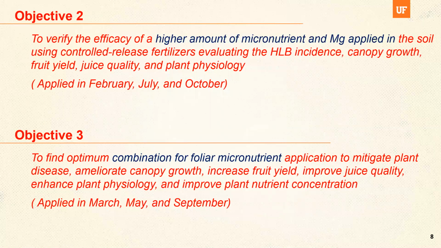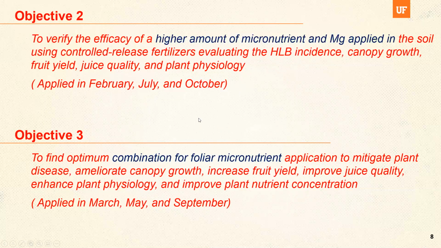Our second objective is to evaluate the effect of high amounts of micronutrients and magnesium applied to soil to assess tree growth, fruit yield, fruit quality parameters, and plant physiology parameters. The soil application of micronutrients was applied in February, July, and October.